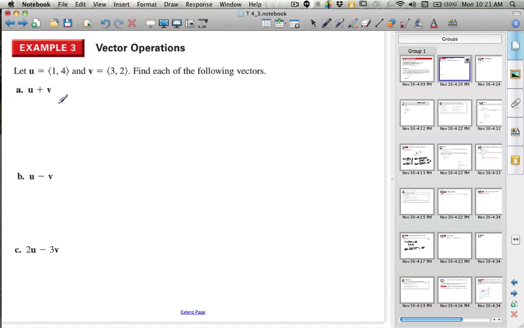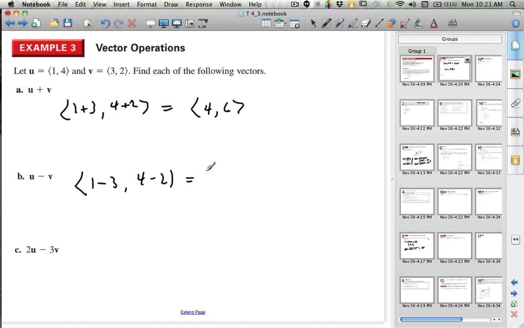If I want to do u plus v, that's going to be 1 plus 3 and 4 plus 2. So that's going to be 4, 6. Right, if we want to subtract, order's certainly going to matter now. U minus v, that's going to be 1 minus 3 and 4 minus 2. So that would be negative 2, 2.